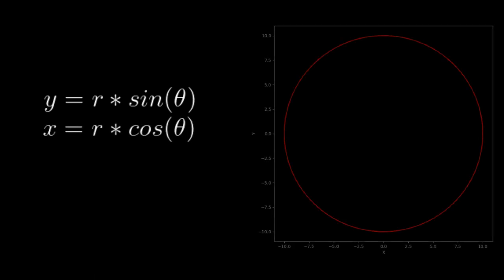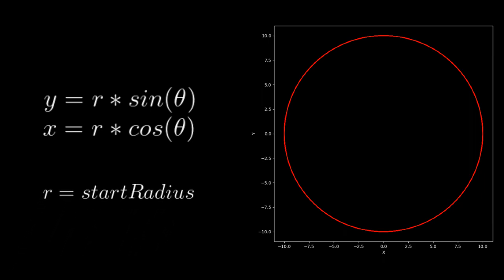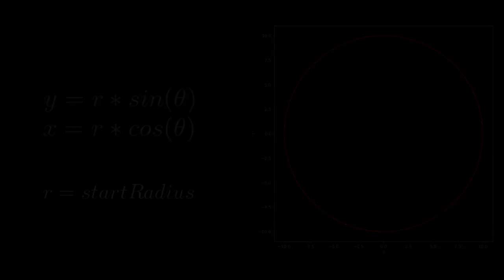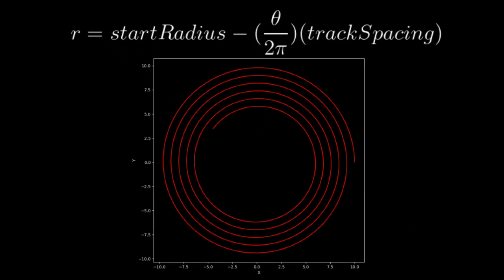In Cartesian coordinates, which is what my mill uses, I can make a circle using the sine and cosine functions. If r is a constant, we'll get a circle with radius r. A record groove is a spiral, so for each full revolution, I'll take a bit off the radius as I go along. Now I have a spiral inwards to the center.